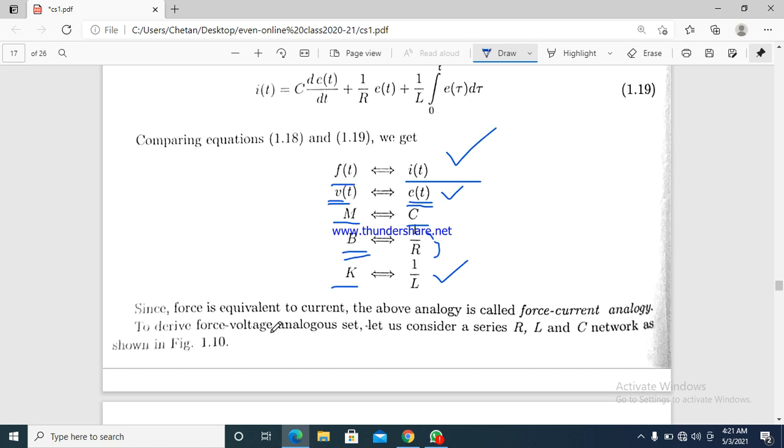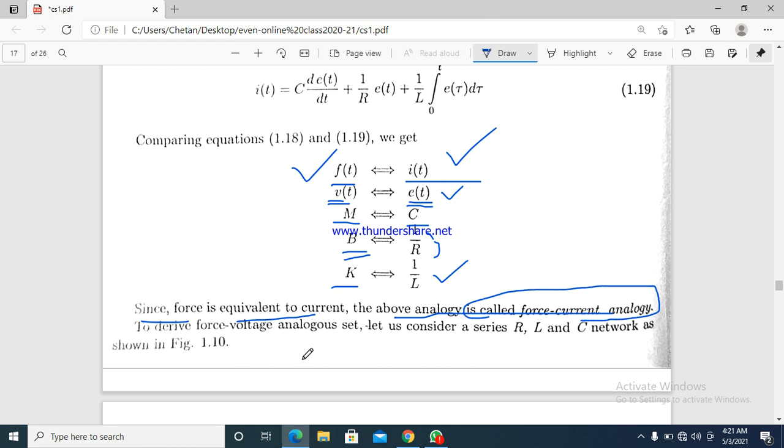Since force is equivalent to current, this force F of T is equivalent to current. The above analogy is called force current analogy. You should remember this term. This is a force current analogy.